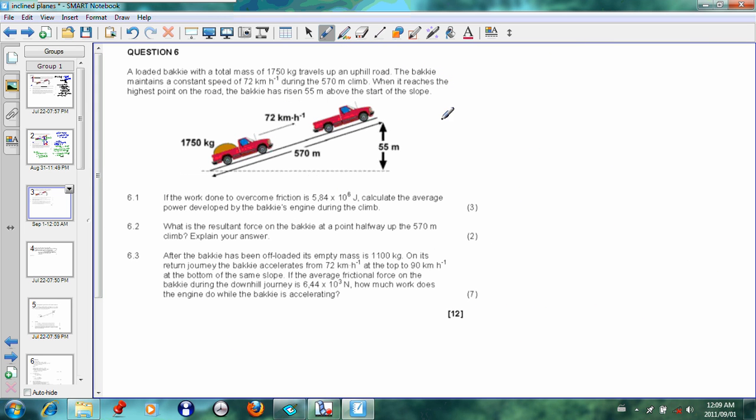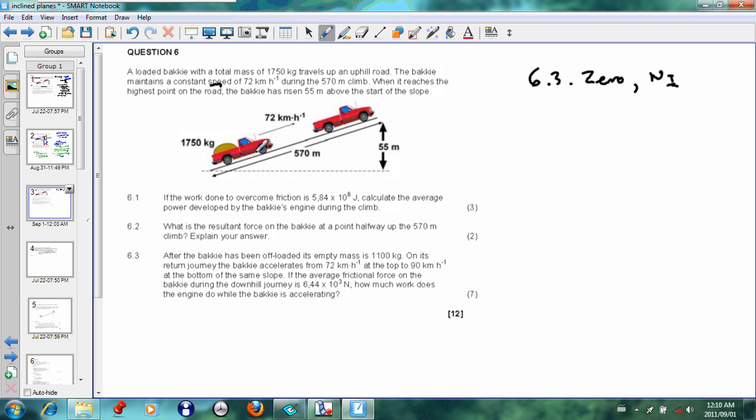Now, going further, we see question 6.2 says, what is the resultant force on the bucket at the point halfway up the 750-meter climb? Explain your answer. So because the bucket is moving at constant speed, we can say that the resultant force is zero. And this is explained according to Newton 1, where if we have an object moving at constant velocity, it means that the net force acting on the object is zero.